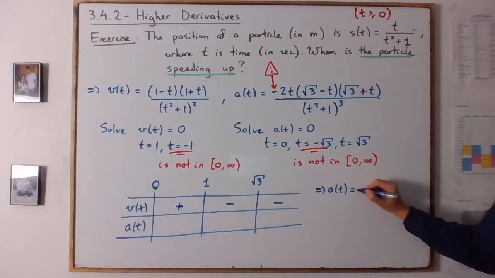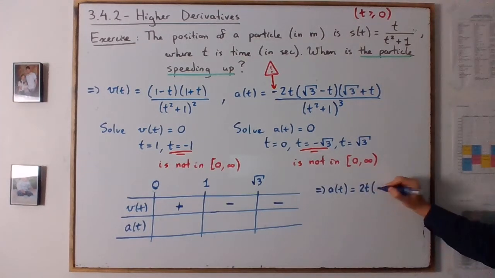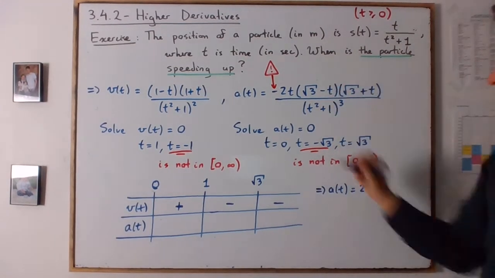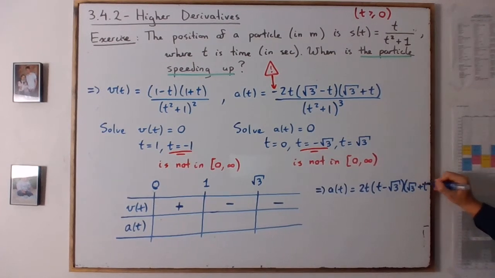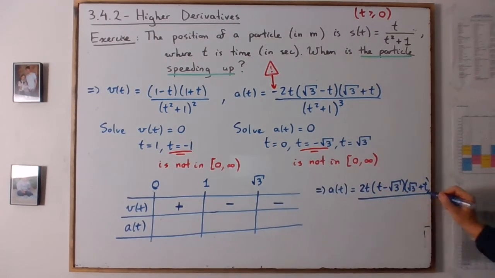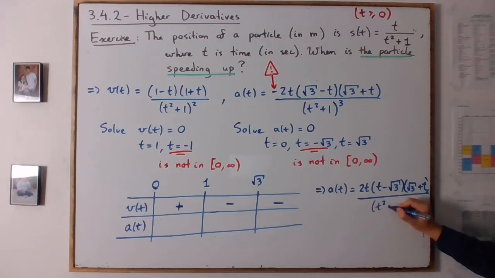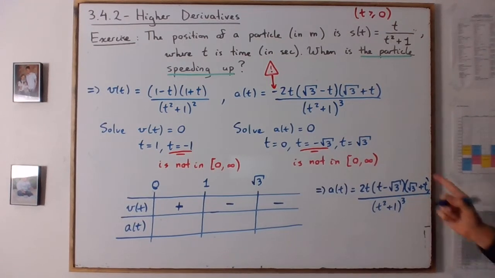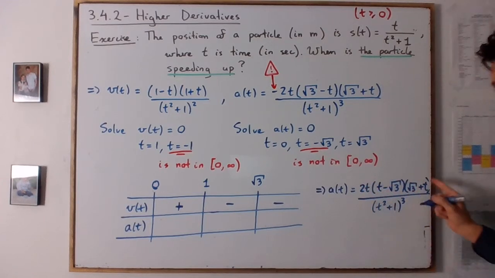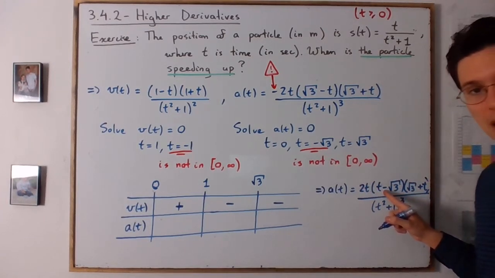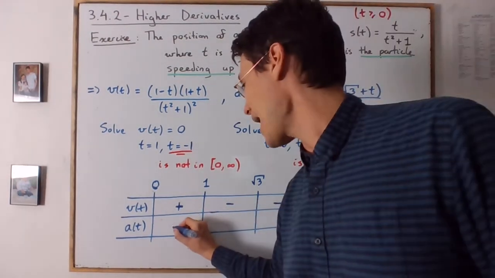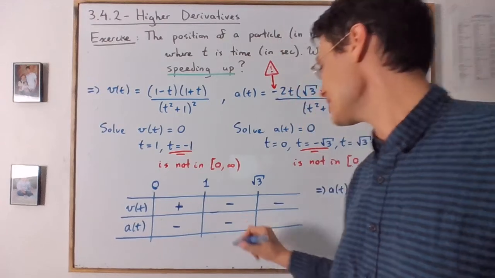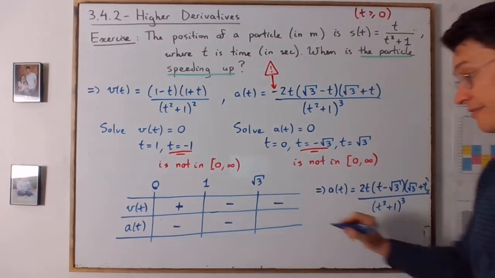So a of t will be equal to 2t, and then we use the negative to swap these two things: t minus square root of 3, then square root of 3 plus t. This part doesn't change. All divided by t squared plus 1 to the power of 3. So now you can see really well what's happening. Everything is positive except this. This will be negative before square root of 3. So our acceleration will be negative here and here, but will turn back positive here.